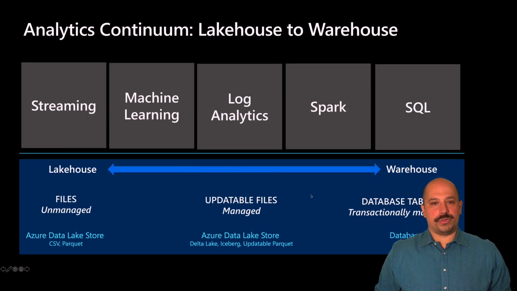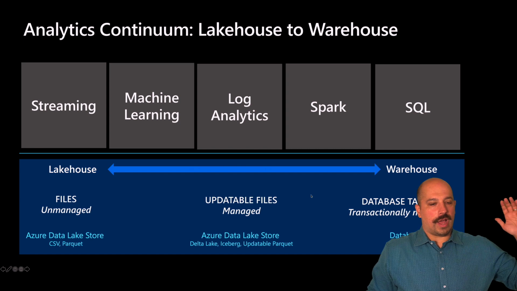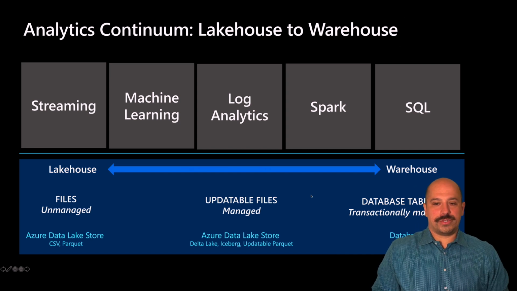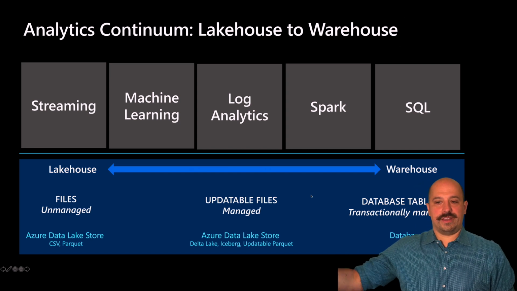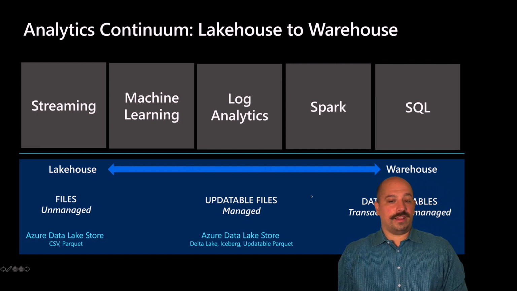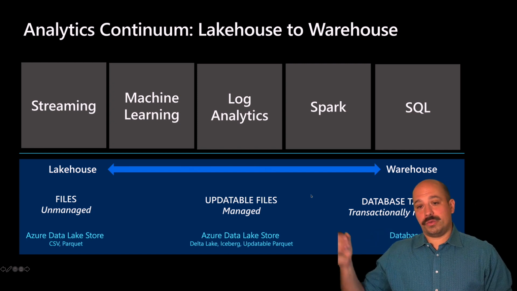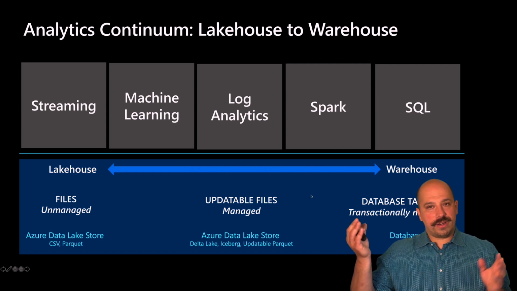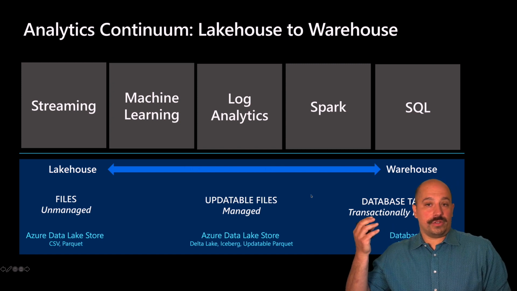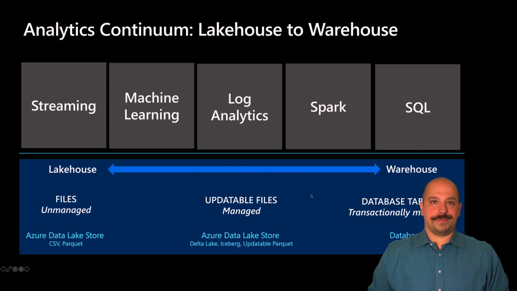And this really allows you to cover the entire analytic continuum, going from your unmanaged data in the Lakehouse all the way to your transactional managed data in the warehouse, and anything in the middle like Delta Lake, Iceberg style managed updatable files. And the kind of computation you can do is also very wide. You can go from machine learning to SQL to Spark to streaming, and there's no reason why you couldn't do SQL on top of your unmanaged files or machine learning on top of database tables. This is what we're empowering with these unified services.